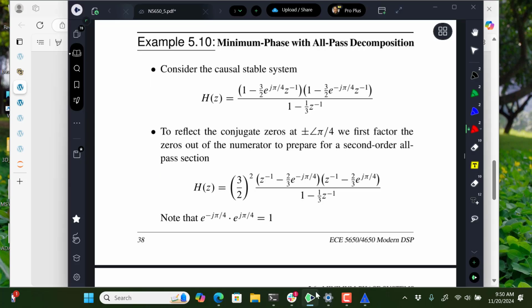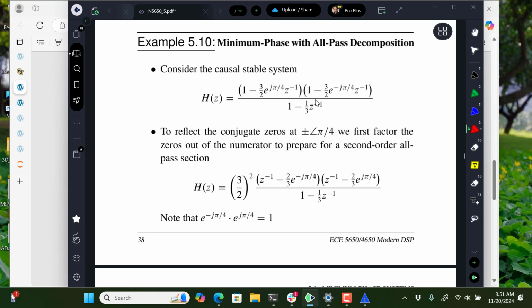So in this case, this is the system, and we want to find the minimum phase version of this H of z. So you look at this system, and this is an example in the book. You see that that's radius 3/2 and 3/2 at conjugate location. So that's the issue. That's what's keeping it from being minimum phase.